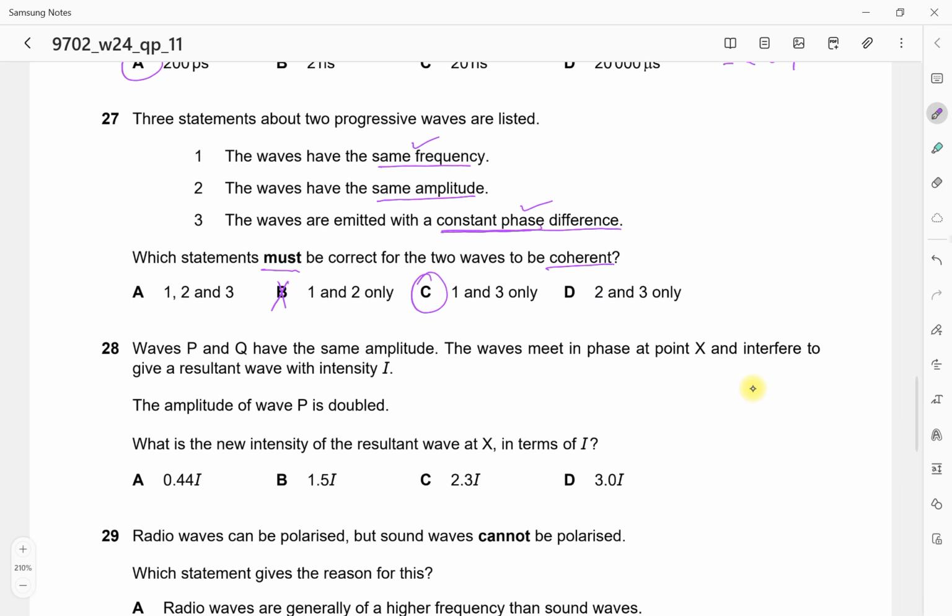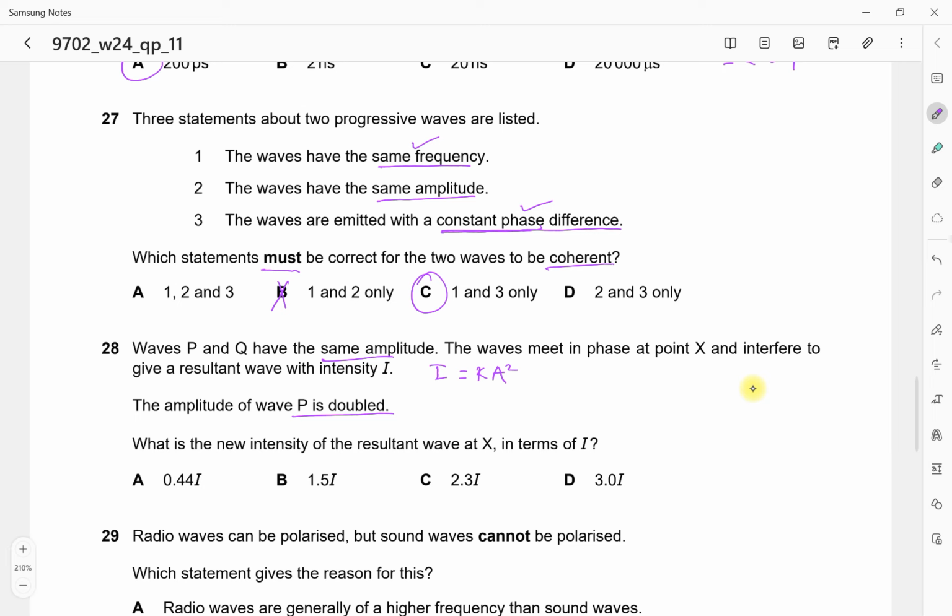Waves P and Q have the same amplitude. The waves meet in phase at point X and interfere to give a resultant wave with intensity I. The amplitude of wave P is doubled. What is the new intensity of the resultant wave at X in terms of I? So we know the relationship between intensity and amplitude.